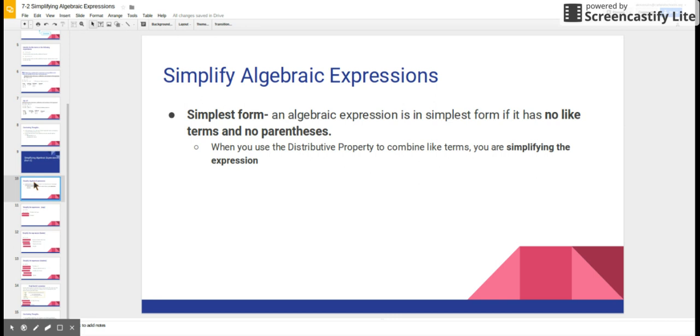Alright, so simplifying algebraic expressions. An algebraic expression is in simplest form if it has no like terms and no parentheses. When you use the distributive property to combine like terms, you are simplifying the expression. So once you get rid of the parentheses and like terms, then your expression is in simplest form.